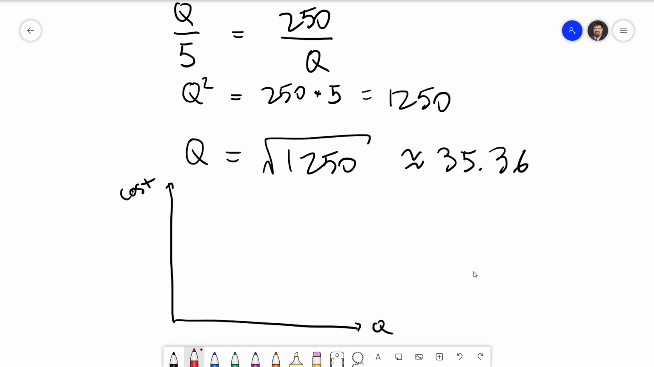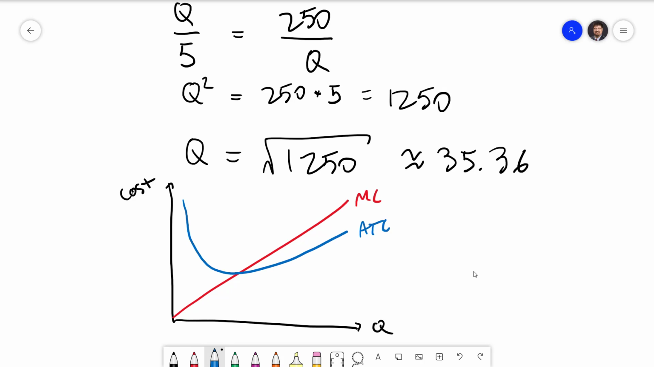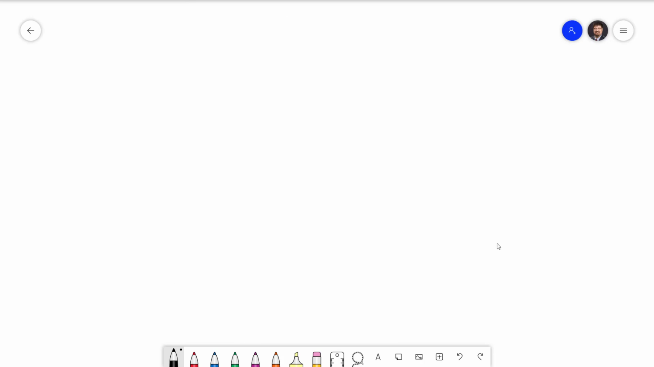So if we were to draw a graph, what we would have is a marginal cost curve that looks something like this. In this case, it's a straight line. It's just 2Q over 5. Then our average total cost curve would have its lowest point at the efficient scale of 35.36.